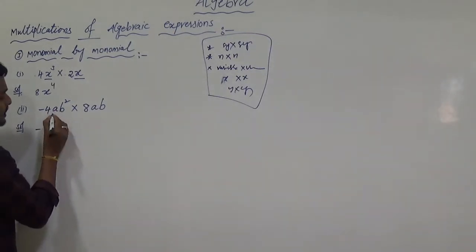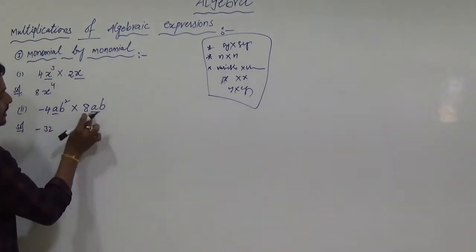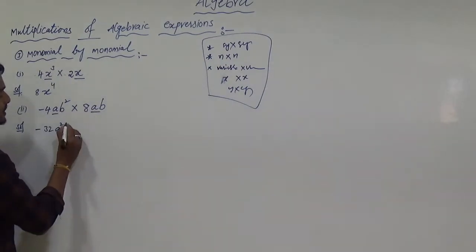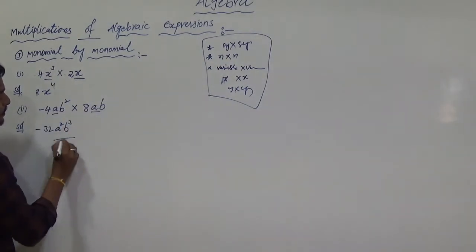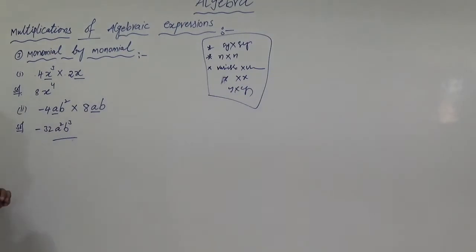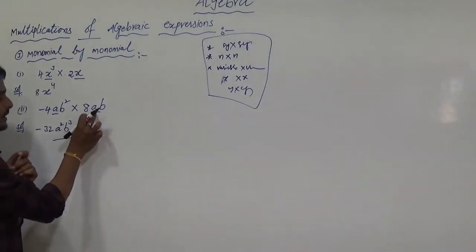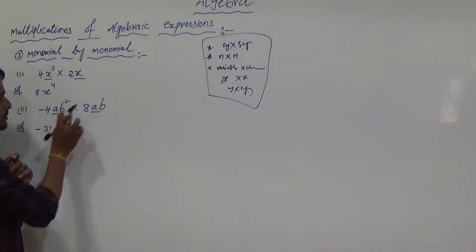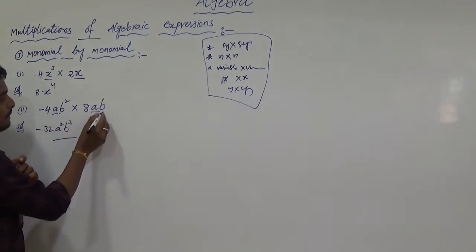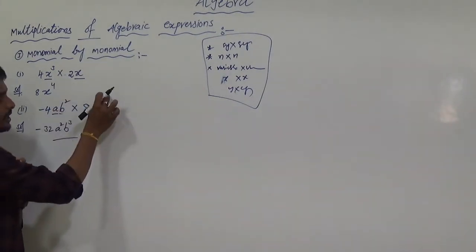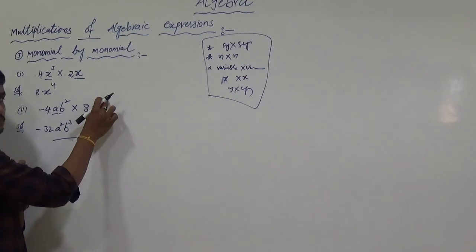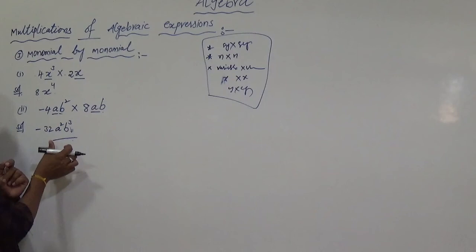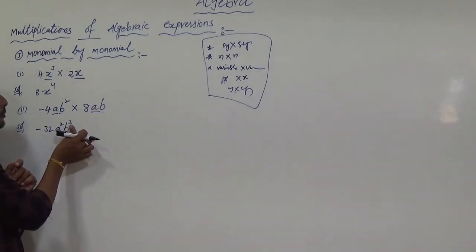And then letters. The first letter is A. A into A is A square. B square into B is B cube. How is it? First of all, the variable A is common. Here A power 1, 1 plus 1 is 2. The same way, B: here 2, and here there is no number, which means 1, as we know very well about exponents. 2 plus 1 is equal to 3. So the answer is minus 32 A square B cube.